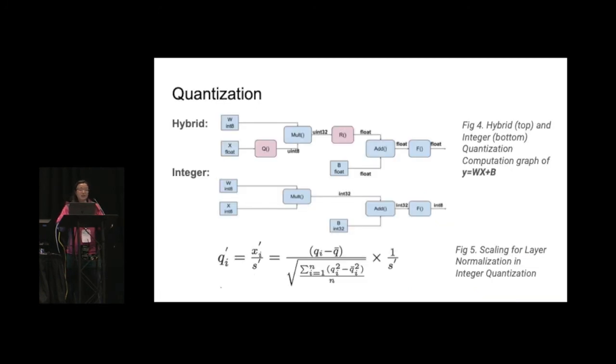And last but not least, we rely on quantization to shrink the model and to make it go faster. The hybrid quantization is implemented in a way that your activations are still preserved in floating point accuracies. The integer quantization that we use basically computes a whole graph at integer level.